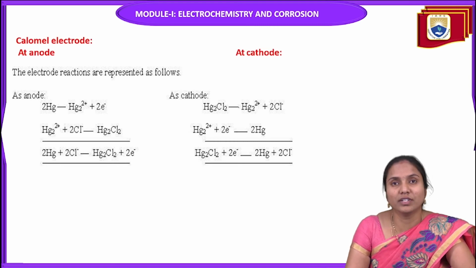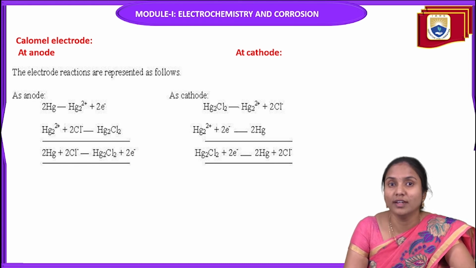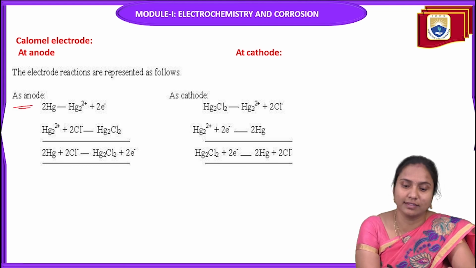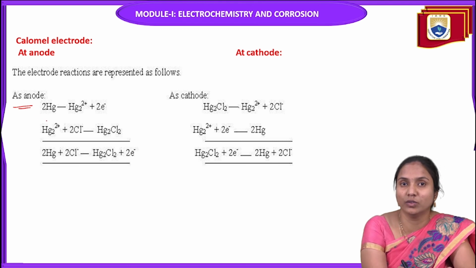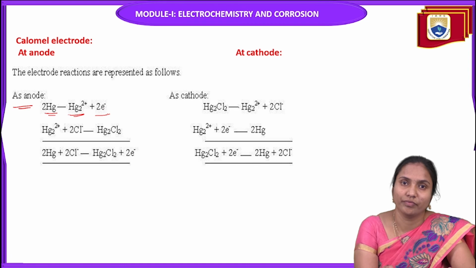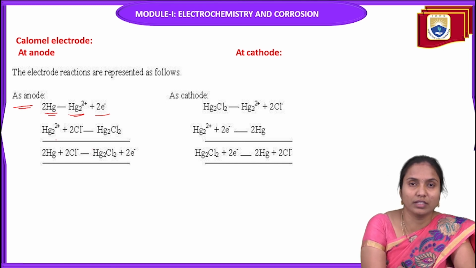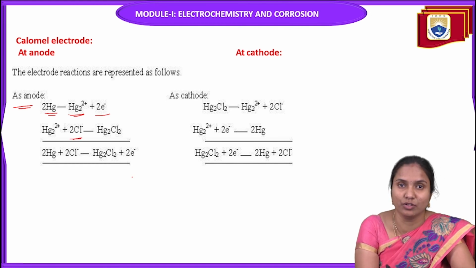Now we'll discuss the working function of the calomel electrode. It acts as anode or cathode, depending on the nature of the half cell. For example, if it acts as anode, at the anodic area we already know that oxidation reactions take place. Mercury undergoes oxidation at the anodic area, giving mercurous ions and losing 2 electrons. These mercurous ions combine with chloride ions from the KCl solution, then give mercurous chloride.